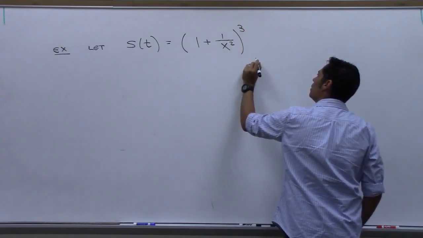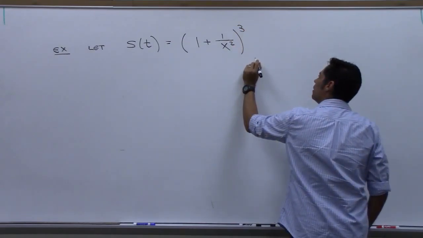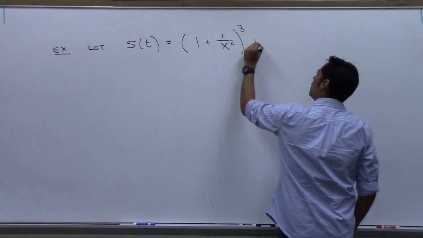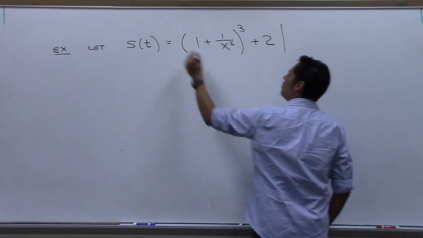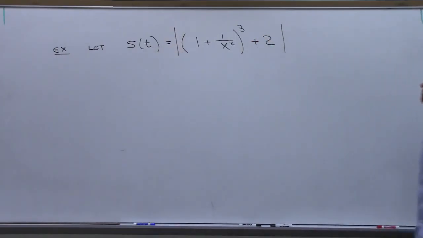Cubed. Plus negative... plus 2 absolute value. You know what, just square all that. All right, so let's see if we can do this.